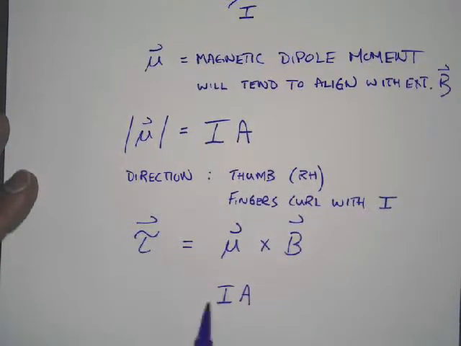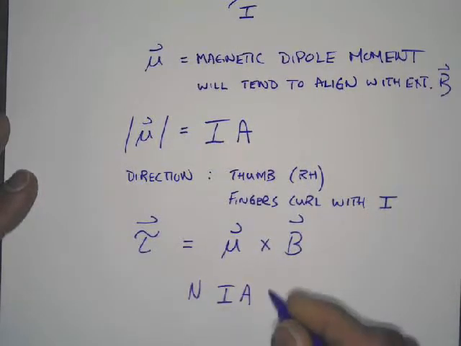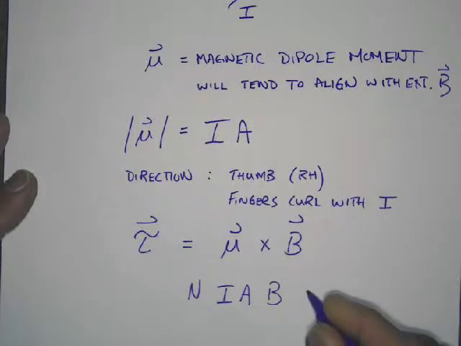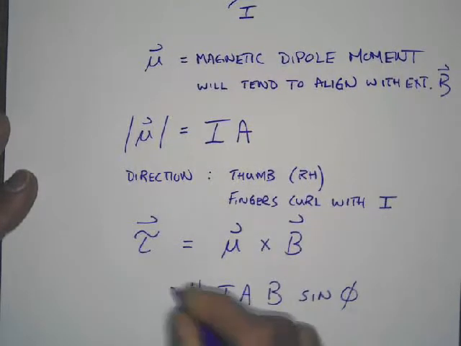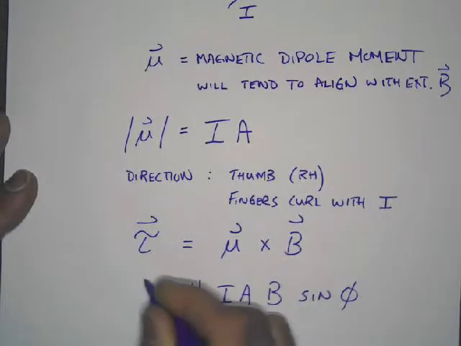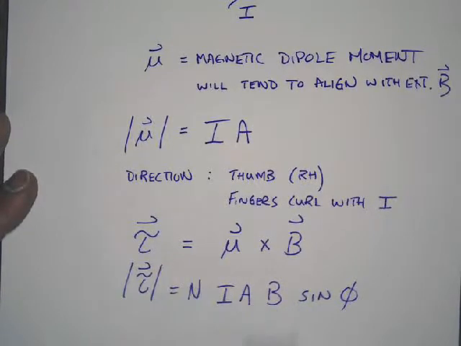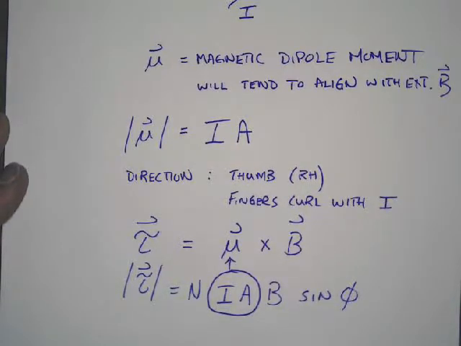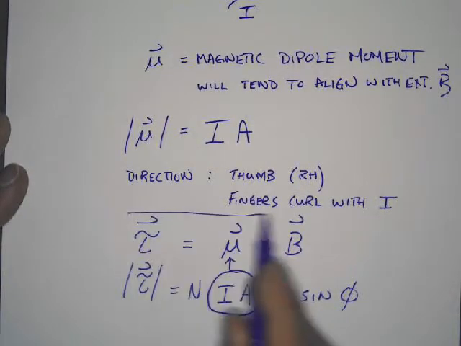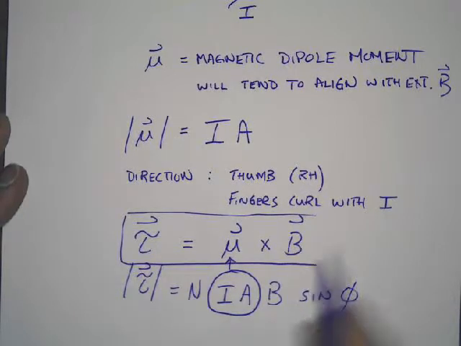And if you have multiple loops of wire, I guess you could have an N out in front, times B times the sine of the angle. And so this is actually consistent with the formula that we derived in class for the torque due to a current loop. Except now we've basically replaced I times A with the magnetic dipole moment vector. Okay. So this is a fairly important relationship here.